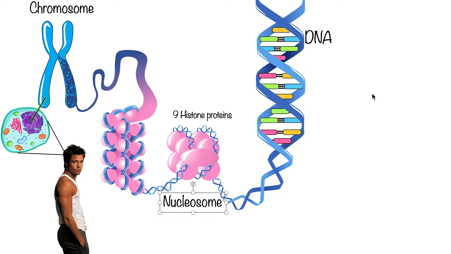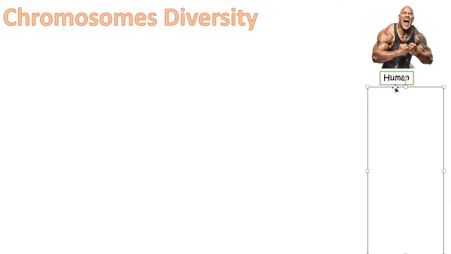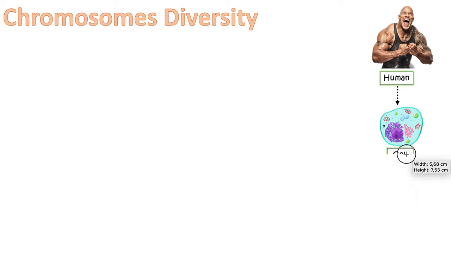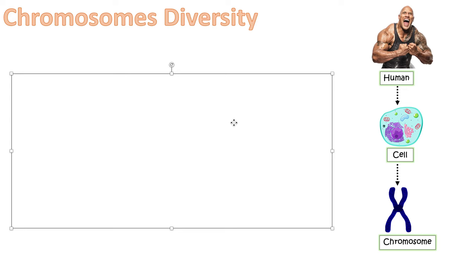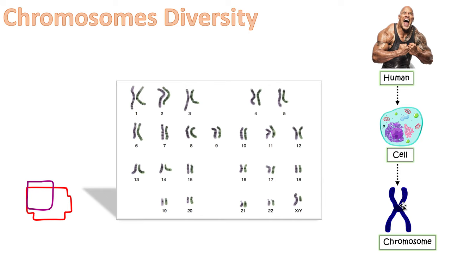Okay, why am I talking about this? Because of this. So chromosomes. As I just said, let's reveal this. We got a human, and this time we have The Rock. More famous than Brad Pitt. We know The Rock's made up of cells. We know inside his nucleus, we got chromosomes. Depending on what species you are, you will have a different number of chromosomes. So, for example, a human has 46 chromosomes or 23 pairs.